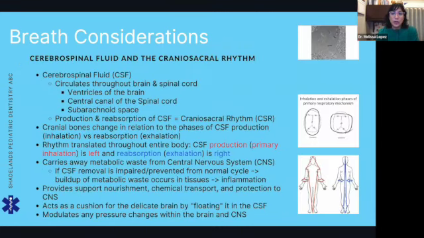So I mentioned a little bit about the cerebral spinal fluid. In this video up at the right, you can see it kind of flashing. That is the rhythm. It's called the craniosacral rhythm, and it follows respiration. The cerebral spinal fluid, which is what helps the brain clean out the metabolic waste during that REM cycle, is produced during inhalation and it's reabsorbed during exhalation. So if that rhythm is impaired or prevented, you get a buildup of metabolic waste in the tissues that can lead to inflammation.